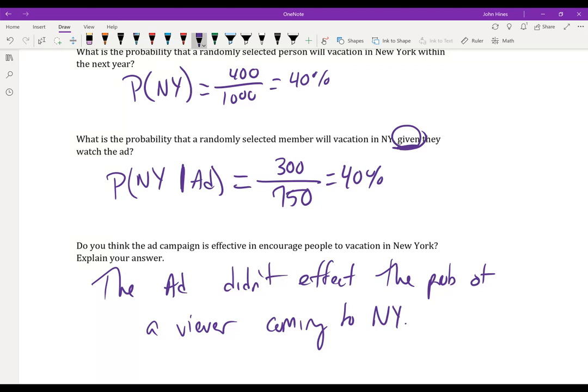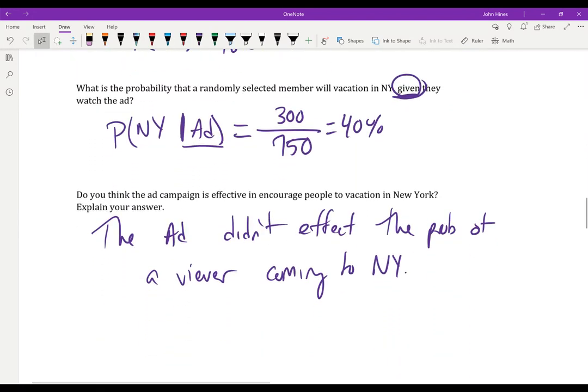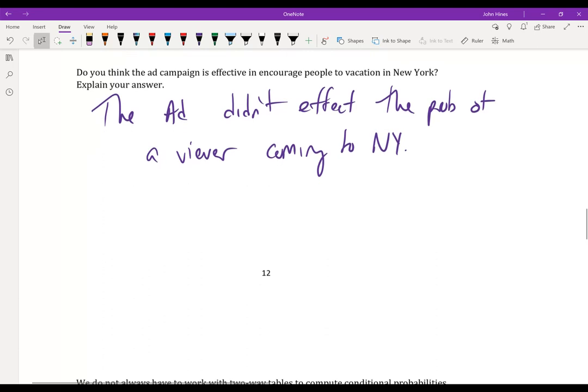It remained constant. So that given information didn't actually affect the probability, which in this real world case, that's telling me this ad is not effective. This ad is not making more people want to come to New York. It's a bad ad. They should probably change it around if they actually want to promote tourism in New York.